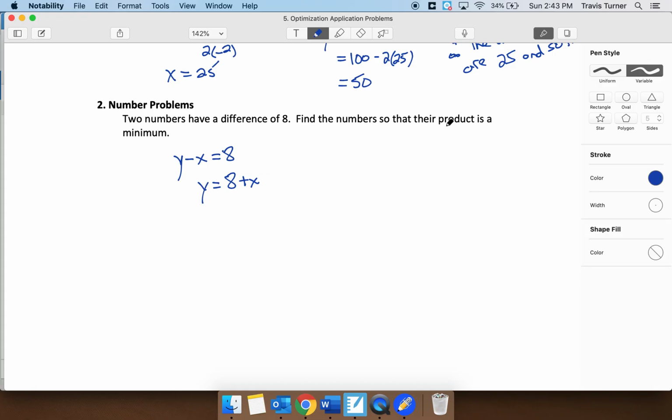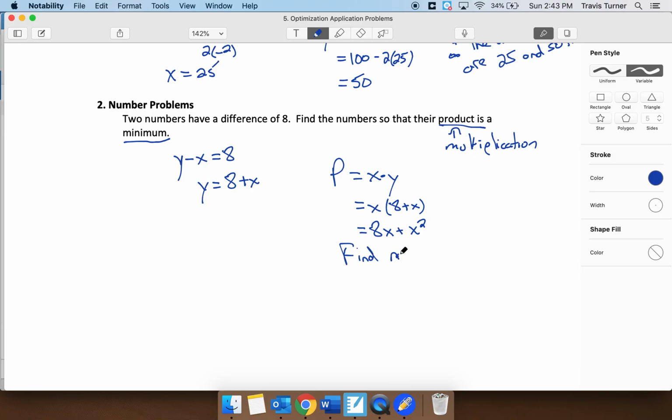The other part says that the product is a minimum. So remember, product means multiplication. So my product, P, is going to be x times y. So what I'm going to do again is replace, in this case, y with 8 plus x. So I've got x times 8 plus x. I can simplify that, so I get 8x plus x squared. And now I want to find the minimum. So again, first thing I need to do is find the axis of symmetry.